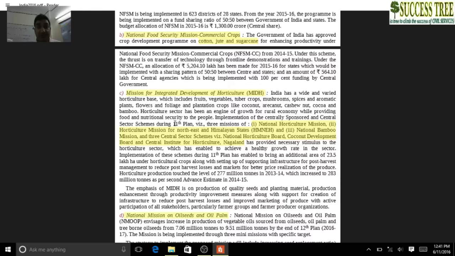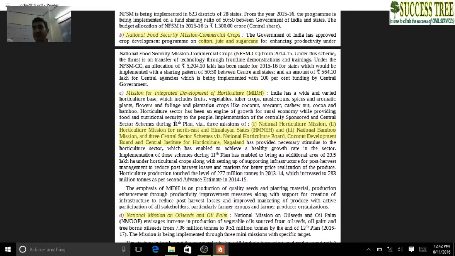Now see this one, the Mission for Integrated Development of Horticulture. It again subsumes other missions. It includes the National Horticulture Mission for northeastern and Himalayan states, the National Bamboo Mission, and three central sector schemes. That is the National Horticulture Board, the Coconut Development Board, and the Central Institute of Horticulture, Nagaland. All these come under the Mission for Integrated Development of Horticulture. A question can come up directly on the National Horticulture Board. You won't expect that a board can be part of this mission, but it is. It is even given in the Economic Survey.